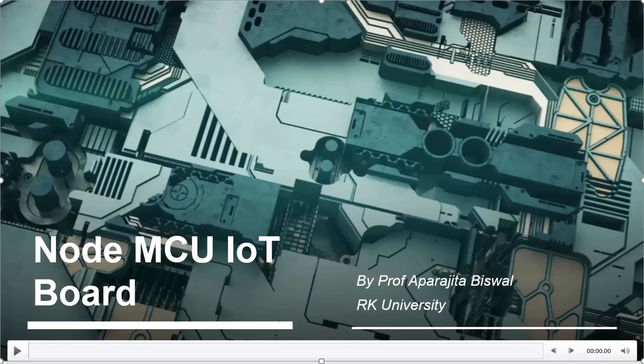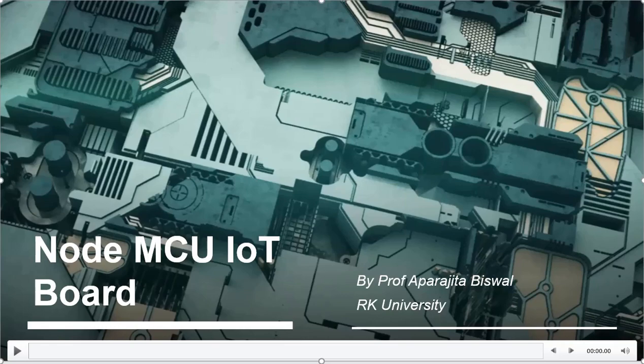Hello everyone. In this session, we are going to learn about Node MCU. Nowadays, Node MCU is very much helpful in designing and developing various IoT projects, products, and prototypes. This is very much useful for students, researchers, engineers, and hardware professionals.